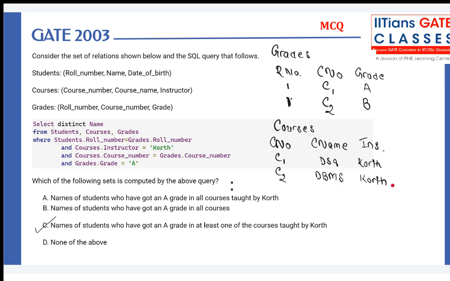Okay, so you are selecting all those tuples in courses where the courses dot instructor is Korth. So you're selecting these two tuples. You're selecting the grades such that the grade is capital A. So you will not consider this row, right, Mohammed? Because the grade is B, the grade is not A.